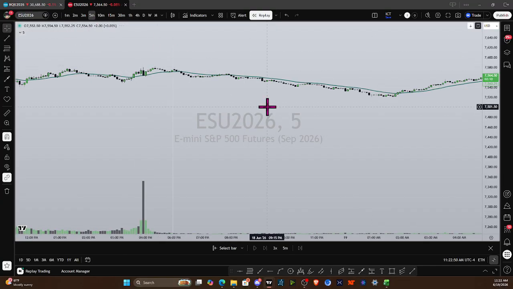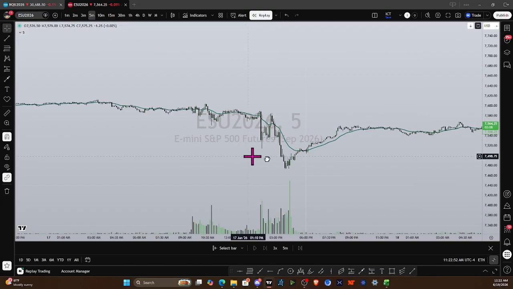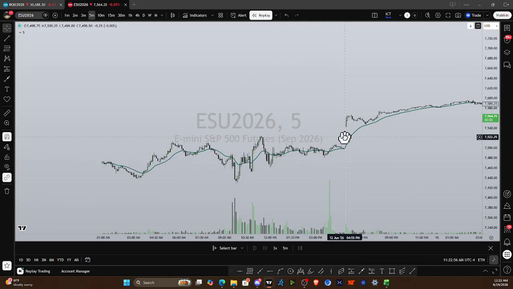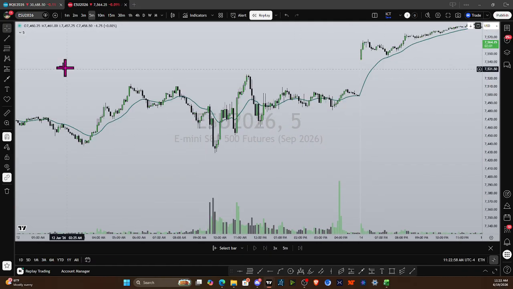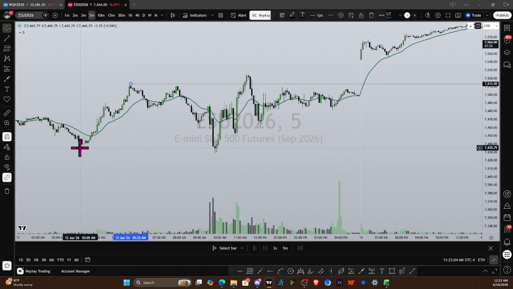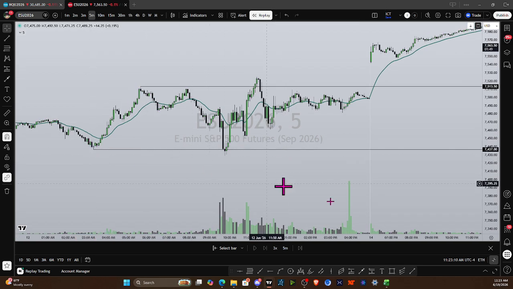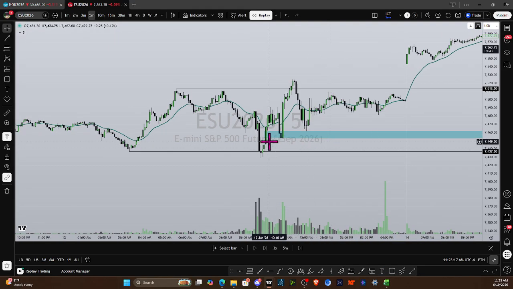Let's see. Is it going to zoom in for us? No. There it is. So June 12th on ES, overnight high, overnight low. This was what we were looking at. We posted this one. We covered this.